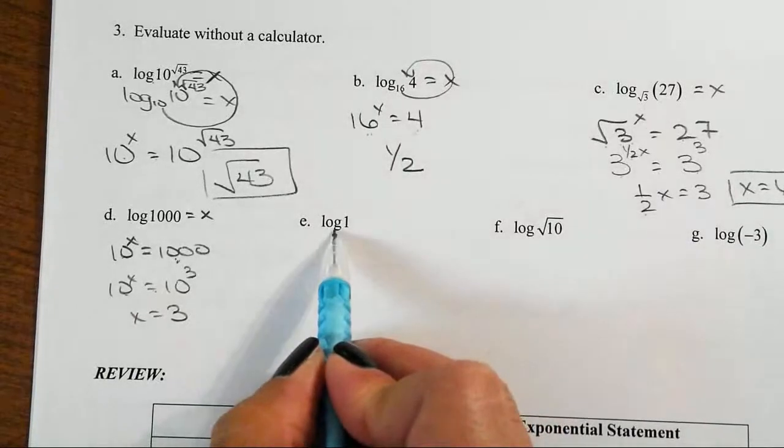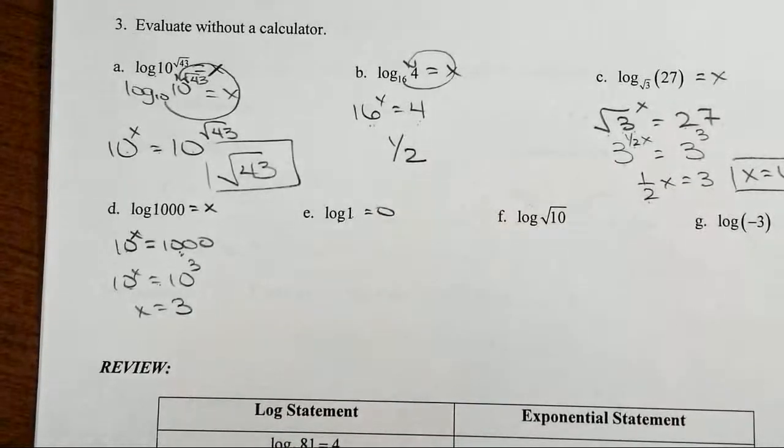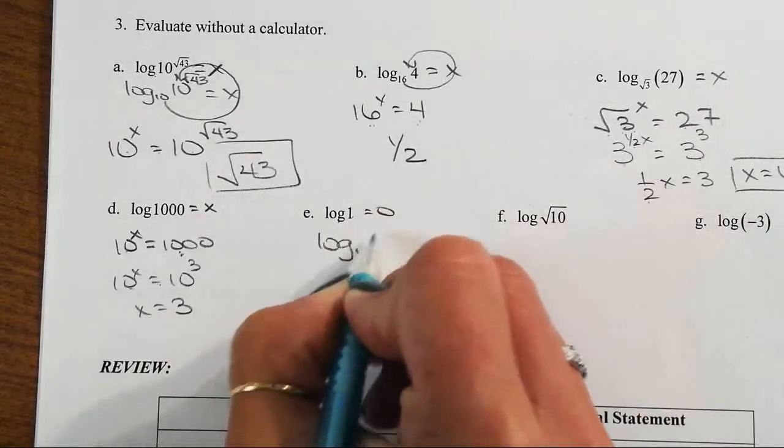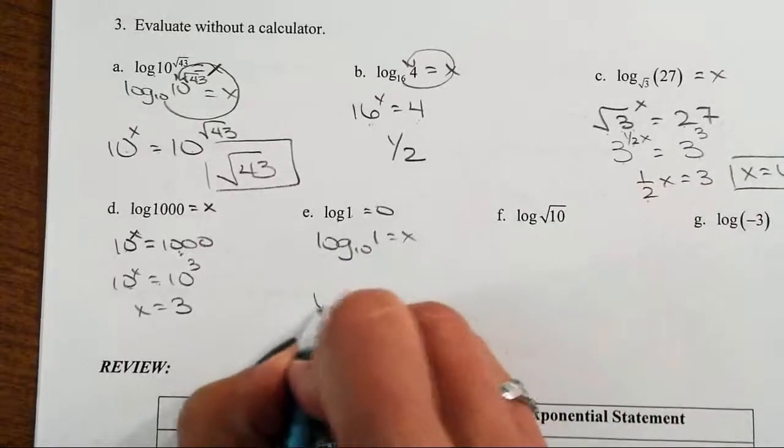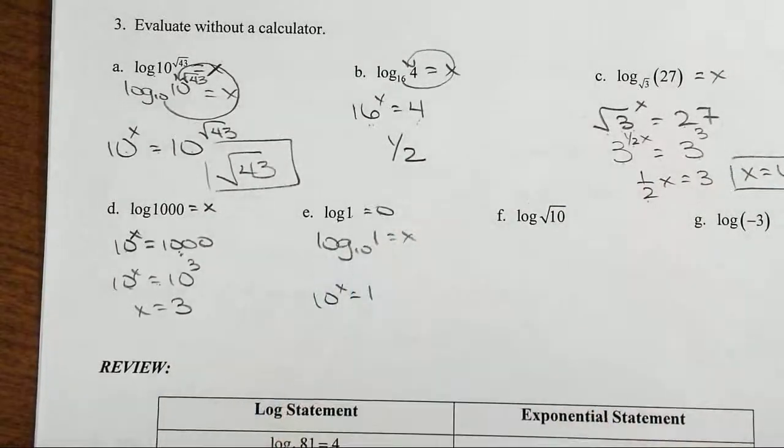We should know from our basic properties on the previous page that the log of 1 is equal to 0, but if you have forgotten, you would have the log base 10 of 1 is equal to x, so 10 to the x is equal to 1. Therefore, this has to be 0.